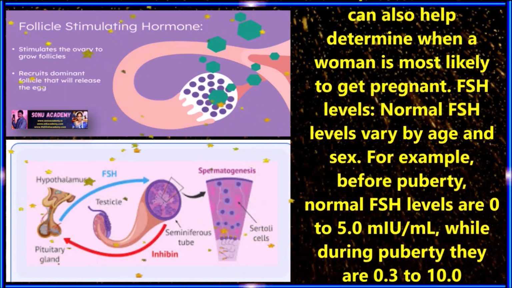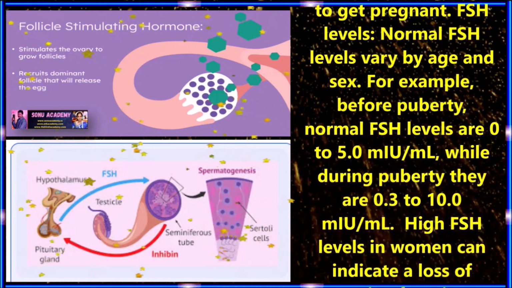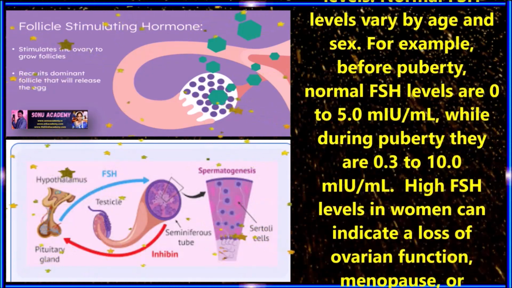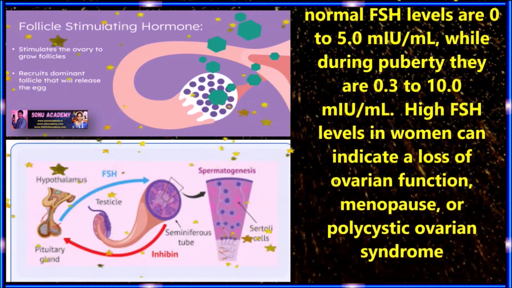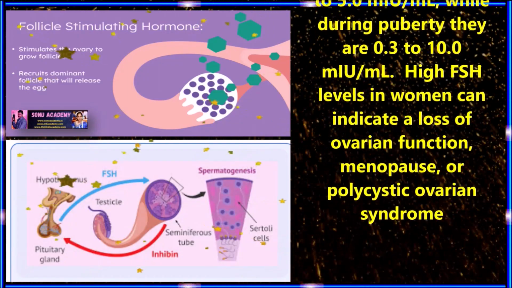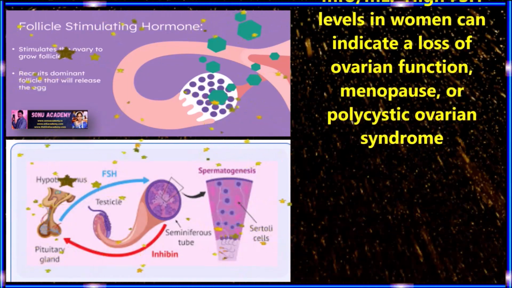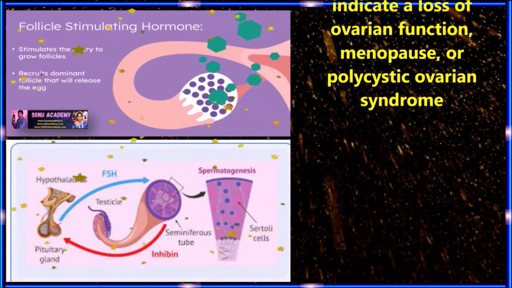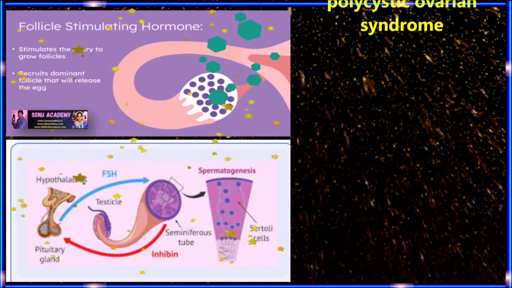Now, children, let us see the levels of FSH. Normal FSH levels vary by age and sex. For example, before puberty, normal FSH levels are 0 to 5.0 mIU/mL, while during puberty they are 0.3 to 10.0 mIU/mL. High FSH levels in women can indicate a loss of ovarian function, menopause, or polycystic ovarian syndrome.